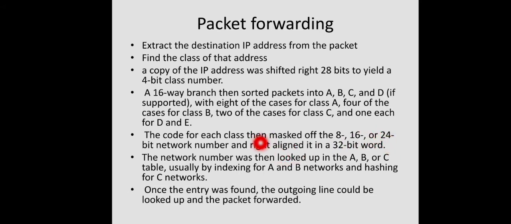So after the masking, we will get the result in such a way that it will carry the network number on one side and all zeros in the host number part, right? So we will get the network number alone in the register. Then the next step is simple. Corresponding to each class, there will be a separate routing table for the multi-protocol router, and consulting the corresponding routing table, indexing with this particular network number, we will get the interface to be followed. Once the entry is found, the outgoing line can be looked up and the packet forwarded. This is how it proceeds.